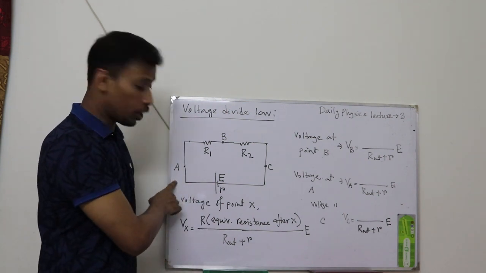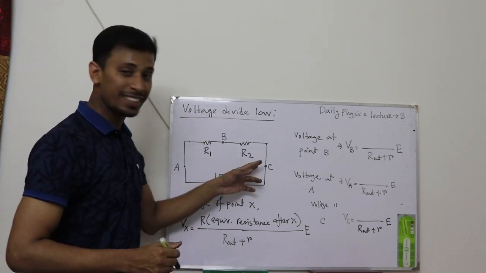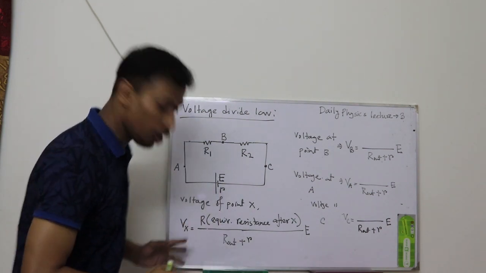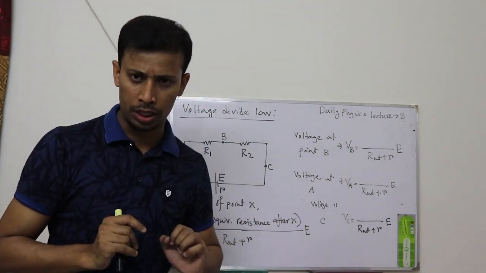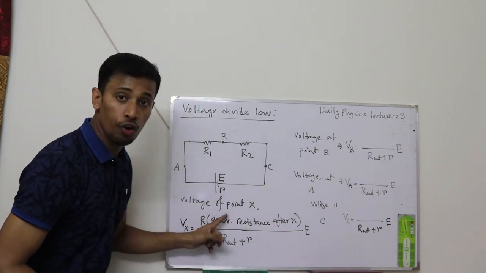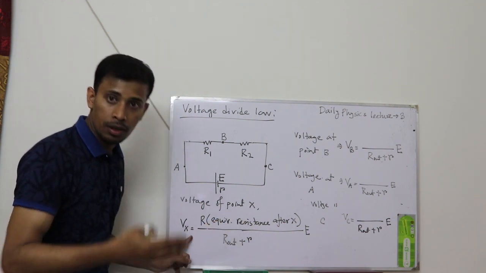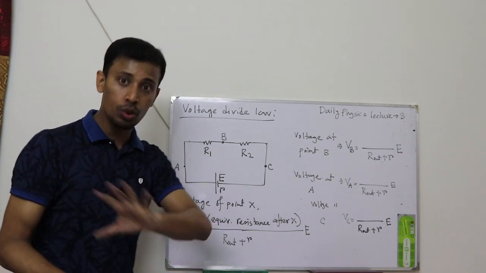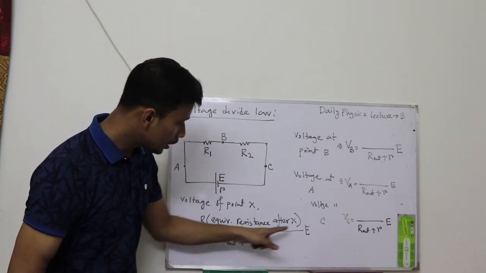Now, instead of getting the voltage across a particular resistance, let's discuss a particular point. Suppose voltage at point A, or voltage at point B, or voltage at point C. How can we get it? So that's the law. Suppose an arbitrary point is X, anywhere in the circuit. So voltage of point X is defined as Vx at the bottom, R out plus small r, multiplied by E. This will be common for all voltage.